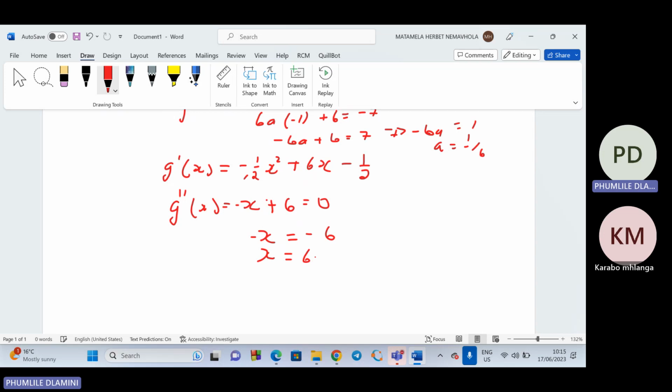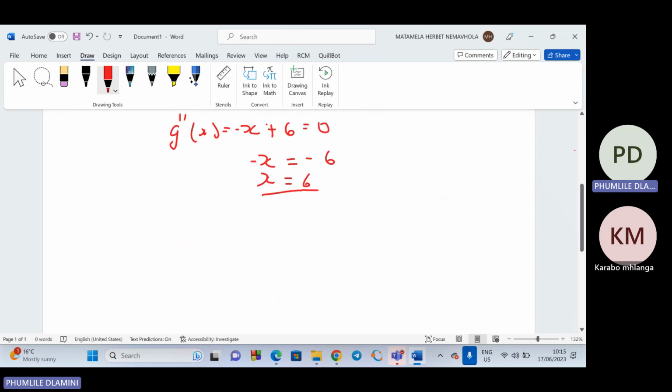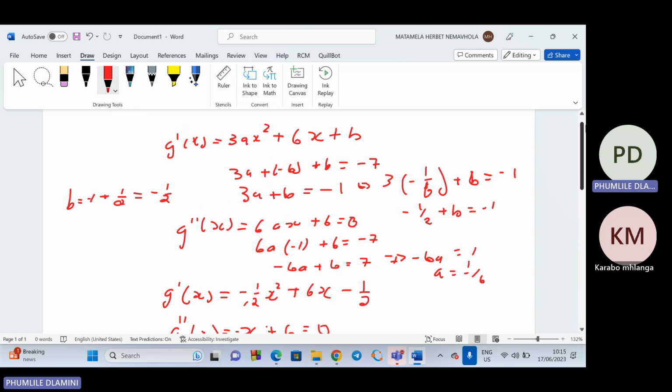So the value that x must be in order for this function to be concave up is 6. The x must be equal to 6. So that's the value that you must have in order for your function to be concave up.